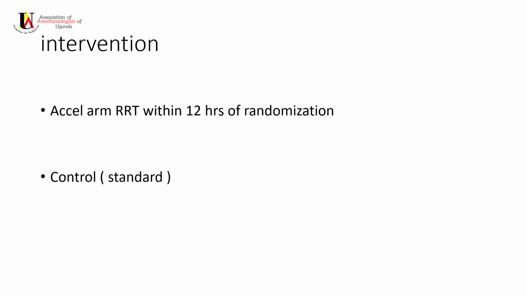And what was noted at the end of the study was 96.8% of the patients in the accelerated arm had received dialysis. The mean time for initiating dialysis was 6 hours, and the average cumulative fluid balance in that population was about 2.7 liters. Whereas in the standard arm, only 61.8% of the patients were dialyzed. The mean time for initiating dialysis was 33 hours, and the average fluid balance, positive, was about 5.2 liters.